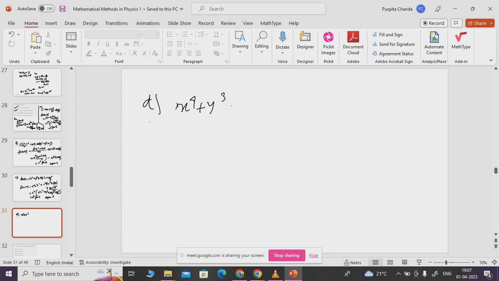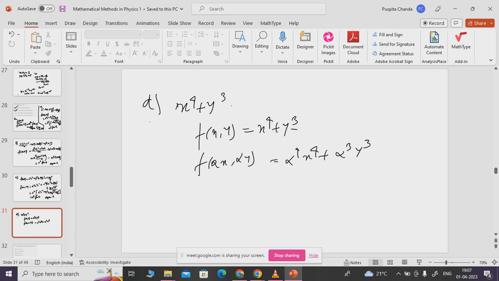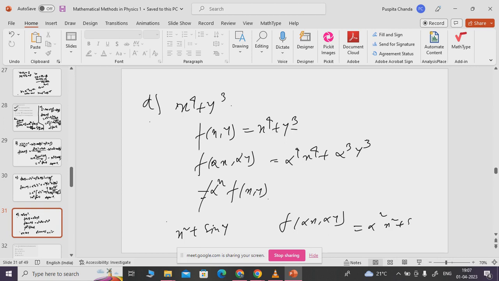And the last equation is x to the power 4 plus y cube. x to the power 4 plus y cube is not a homogeneous equation. Function of xy is equal to x to the power 4 plus y cube. The function of alpha x, alpha y, what will happen? Alpha to the power 4 x to the power 4 plus alpha cube y cube. Here we cannot write it as alpha to the power n function of xy, so it is not homogeneous.